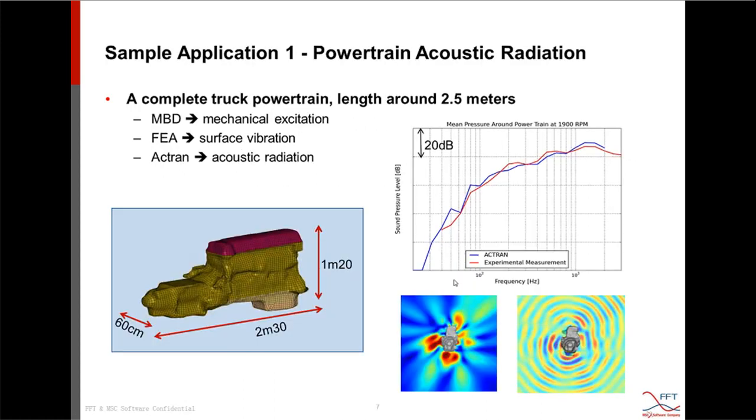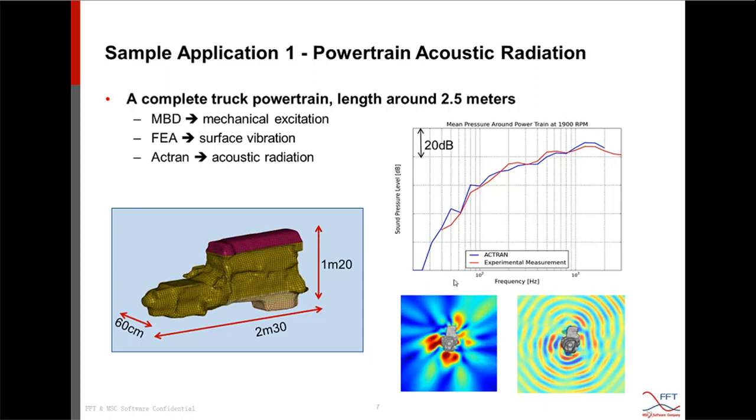Let me give you 2 sample applications. Both are real industrial applications using Actran. I would rather say using the Actran simulation chain with a structure code. The first one is a powertrain radiation problem. It's a truck powertrain, relatively large. You can see the size on the screen.